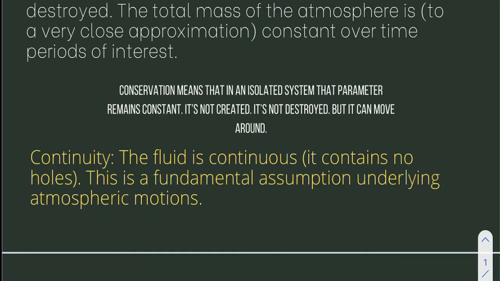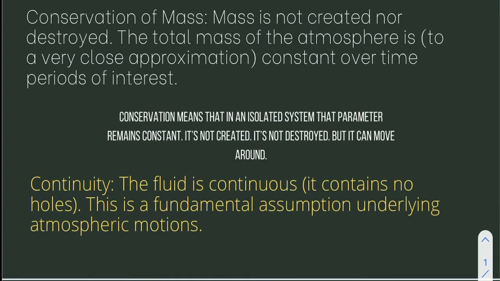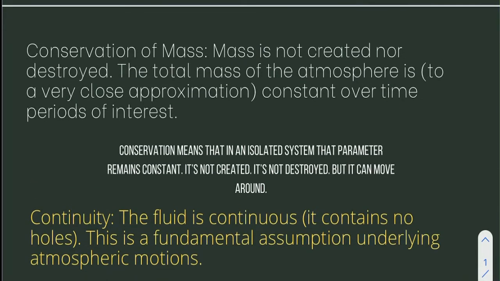Conservation also means that in an isolated system, that parameter remains constant. It's not created and not destroyed, as what we've said, but it can move around. So for continuity, it means that the fluid is continuous, therefore there are no holes in the fluid. This is a fundamental assumption underlying atmospheric motions. So for today, we will be deriving the continuity equation. This is from a simplified version of what we have in your book by Holton.